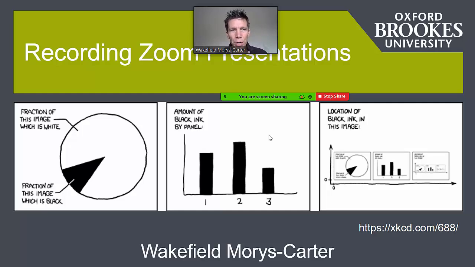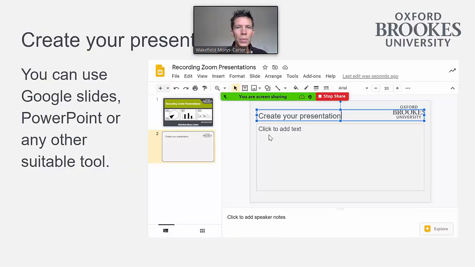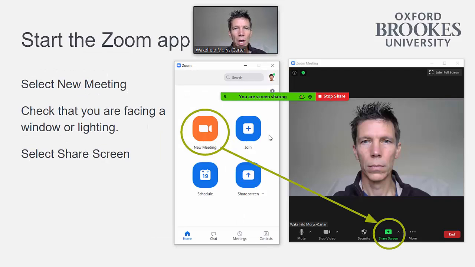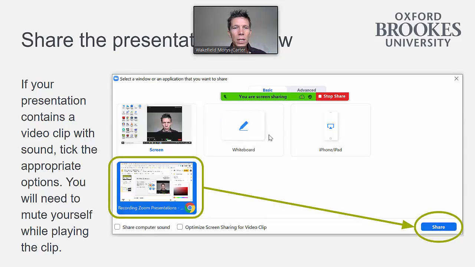Hi, this presentation is about recording Zoom presentations. So to start with, create your presentation in Google Slides or PowerPoint, and then start the Zoom app, create a new meeting. To get the best light, make sure that you're facing a window or facing a source of light. If you're backlit, if you've got a window behind you, then you'll be silhouetted.